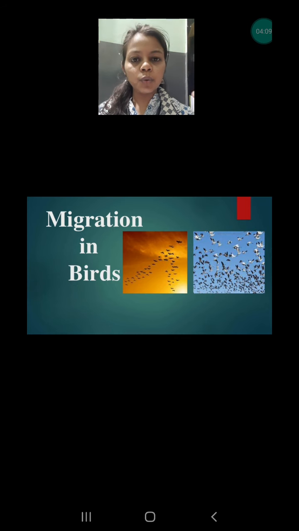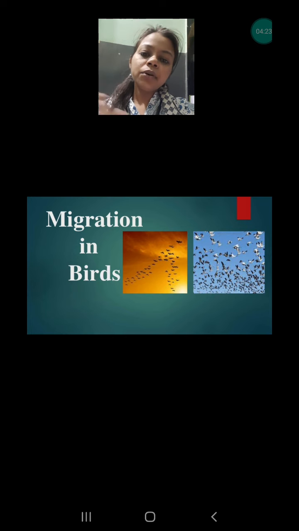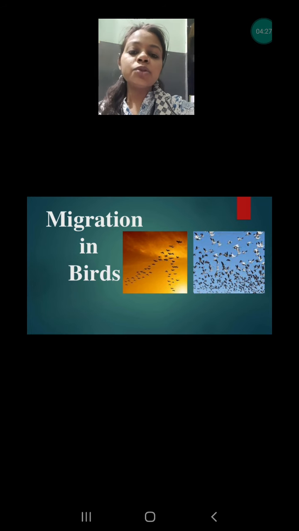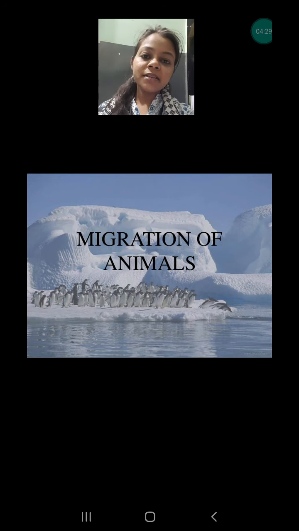From the cold place they go to a warmer place, but not forever, only for a certain period, till the winter is present in that place. When winter is over, then they return to these places. So we can also say migration is only shown when there is a lot of cold, so that they can find food, survive, and reproduce in another place.